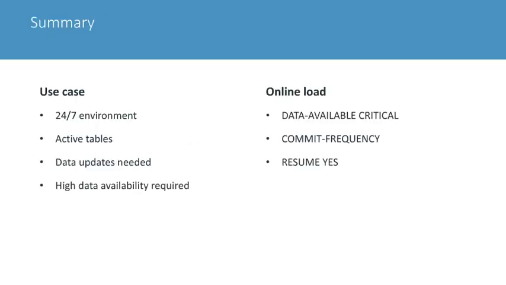In this video, you saw how to add data to a table while maintaining 100% availability to other users. This type of load is very useful for DBAs who need to update very active tables. We performed the online load by using the DATA AVAILABLE CRITICAL syntax option, which triggers the online load feature. We specified COMMIT FREQUENCY to control how many rows are inserted at a time and how frequently the updates are committed. We also specified RESUME YES to specify that we are adding the new data to the end of the table.